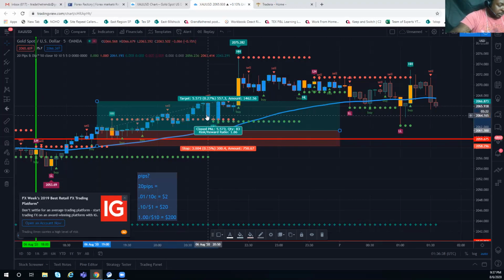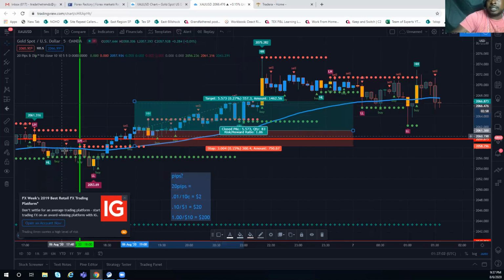I want to see, that was at 27. No, that's US 30. That's a different one. 2061. Where is that at? So this was where I got in today on the second one. First one, 2043, I'm sorry. So this was the trade I took today.